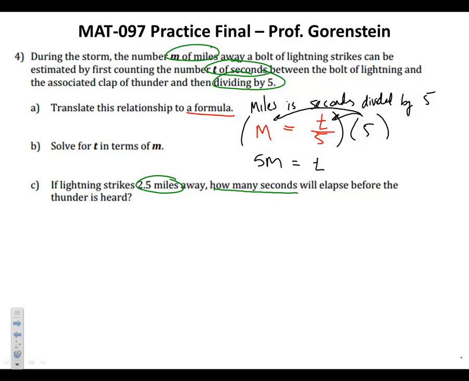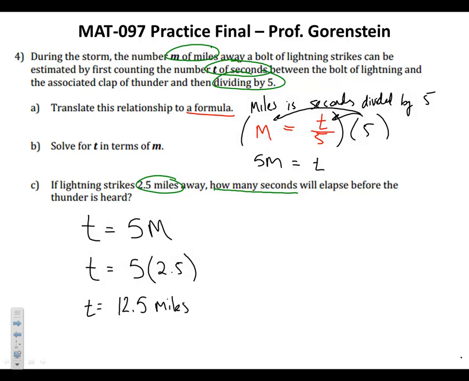Now it makes more sense to use the form from part B because we're looking for t, and in part B we have t by itself. So t is equal to 5 times m. In this case, m is 2.5, so t is equal to 5 times 2.5, and if we multiply this out, t is equal to 12.5 seconds. Make sure to always include the units in the answer.